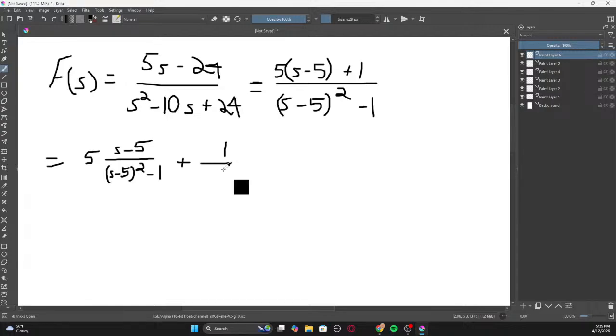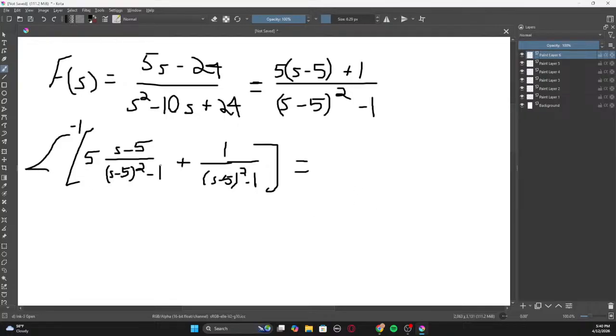Okay, I'm losing the plot. Okay. s minus 5 squared minus 1. All right. So we split everything up into these two, which can themselves be Laplace transformed. The inverse Laplace transformation of f of s is going to be equal to the full inverse Laplace transformation of... My words are wrong. Don't look at what I'm saying. Look at what I'm writing.